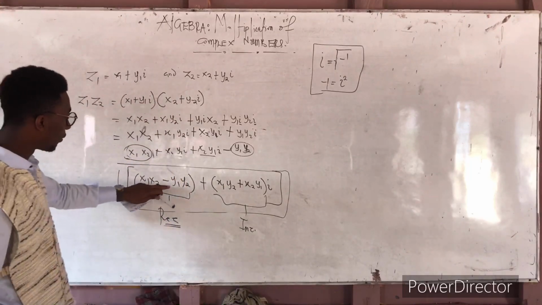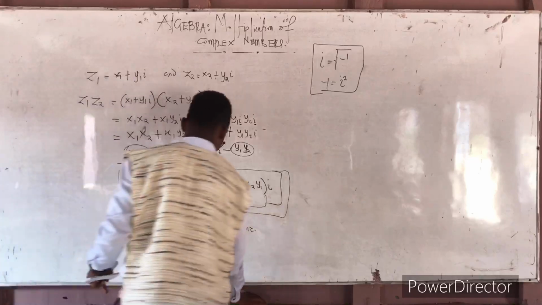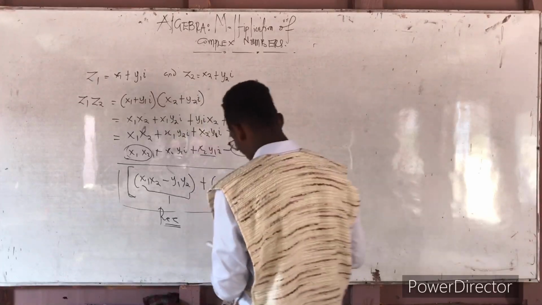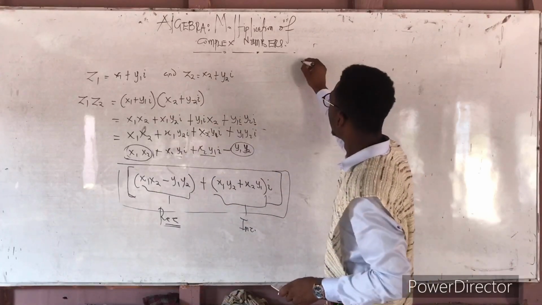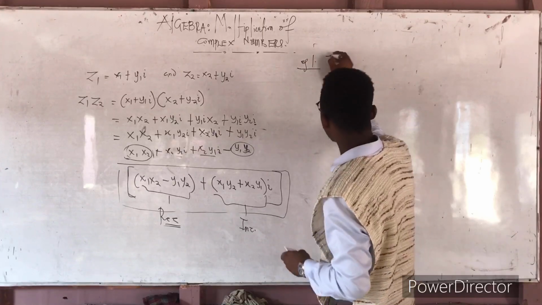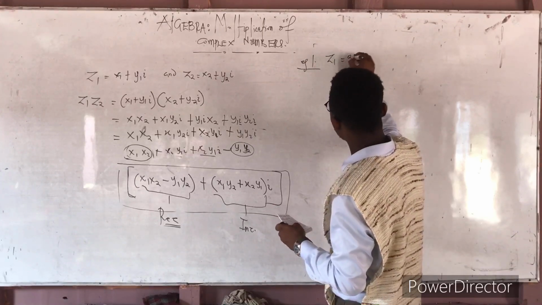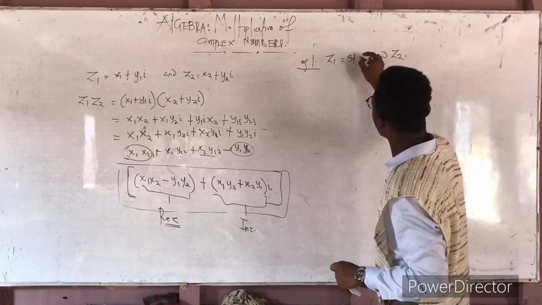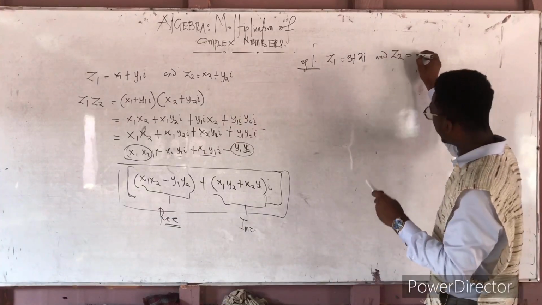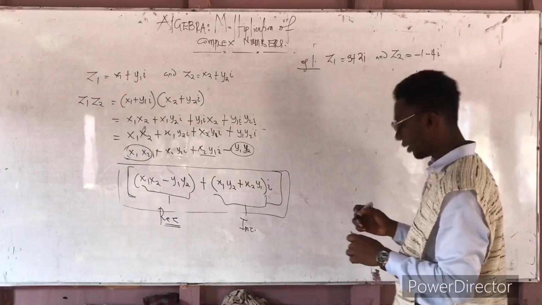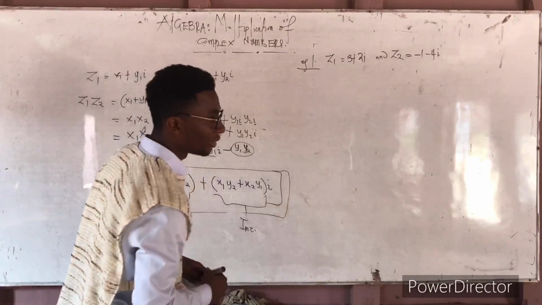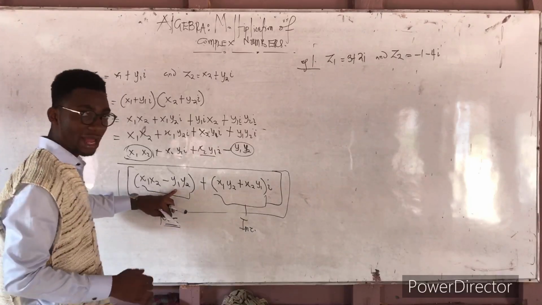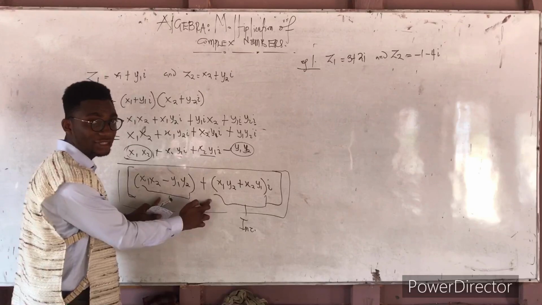Okay, so I want you to keep this in your head, and let's try one or two examples. Example one. Let's multiply Z1, which is equal to 3 plus 2i, and Z2, which is equal to minus 1 minus 4i. So we are asked to multiply Z1 and Z2. This is the final thing we have here, more or less like a formula for the multiplication of complex numbers.